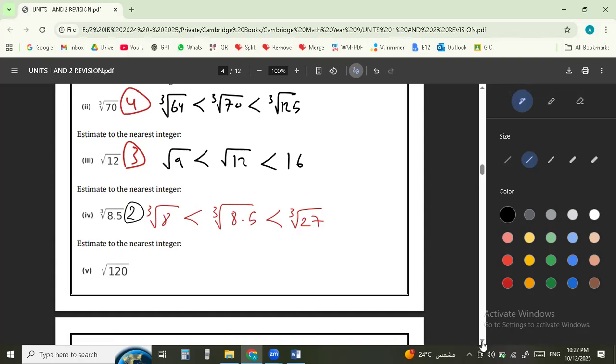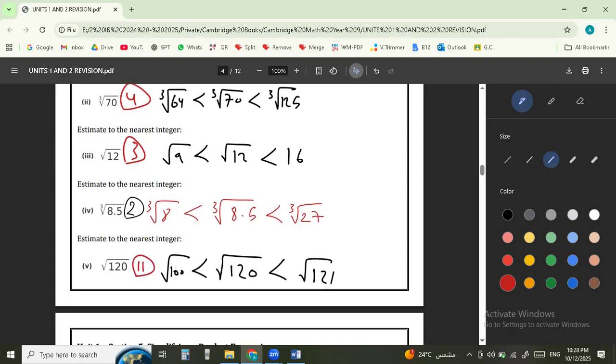Next, the last one. Square root of 120 is between square root of 100 and root of 121, but it's closer to root of 121. So it is approximately 11.